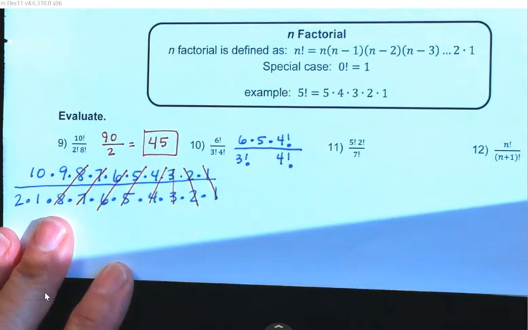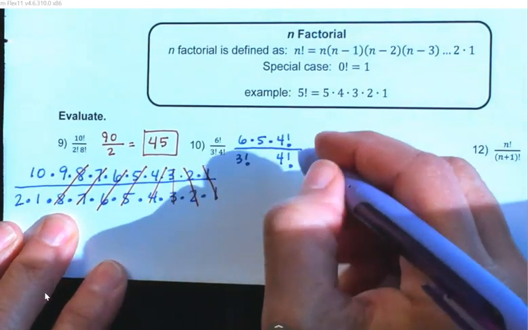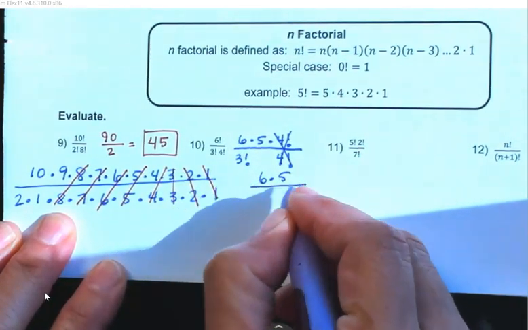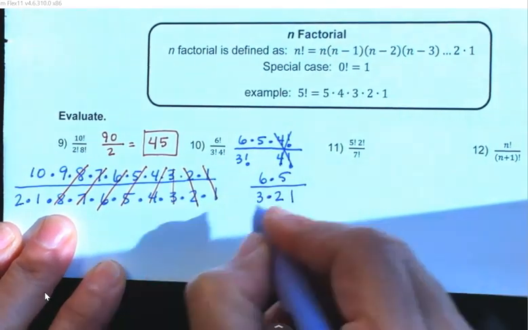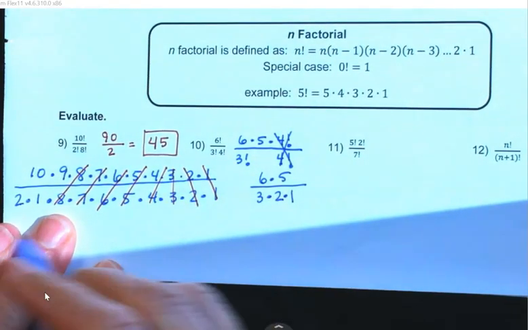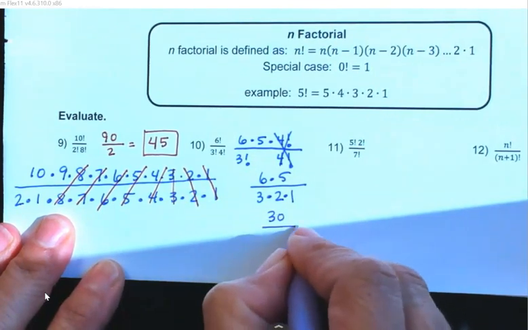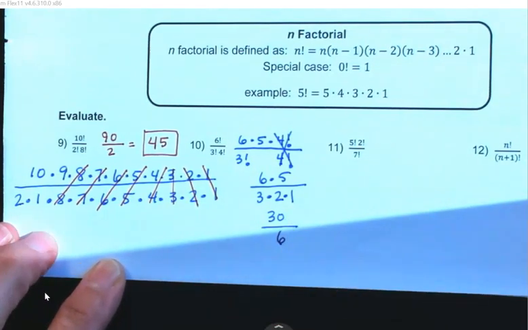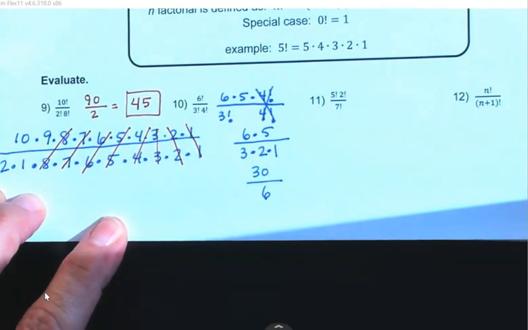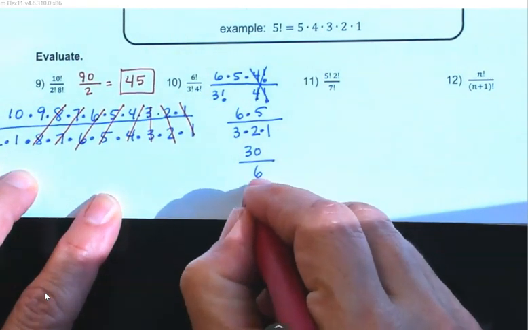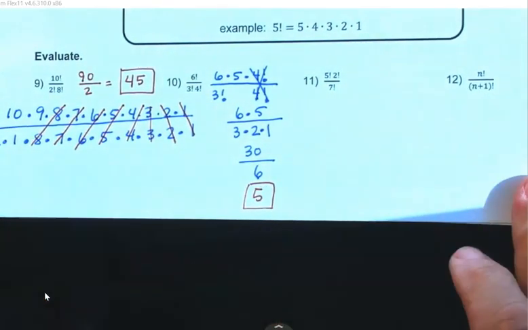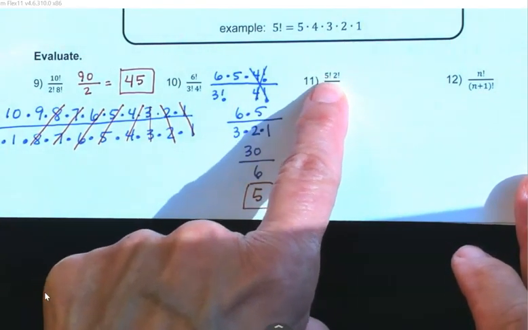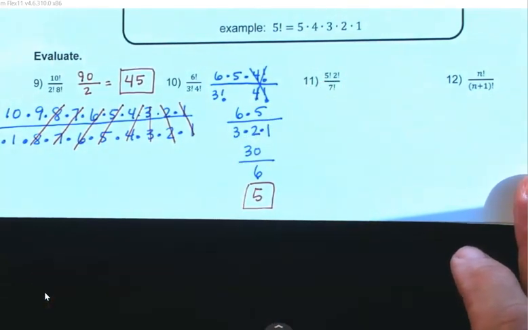So what you're really ended up with is 6 times 5 over 3 factorial. That's 3 times 2 times 1. So that's going to be 30 over 3 times 2 times 1, which is 6. So that is going to simplify to 5. And that's really how we need to write it. We need to write the highest factorial in terms of the next highest factorial, because they're going to cancel out.